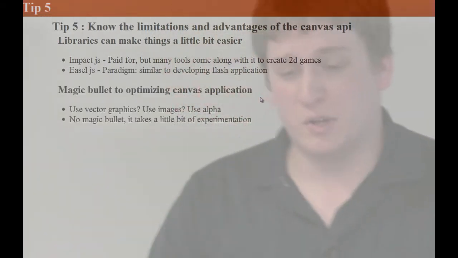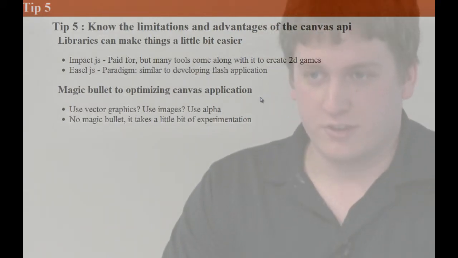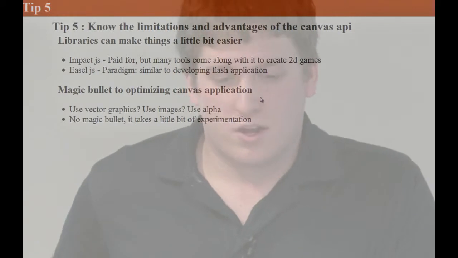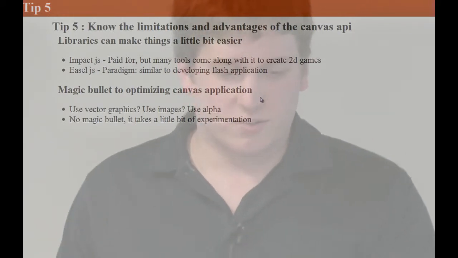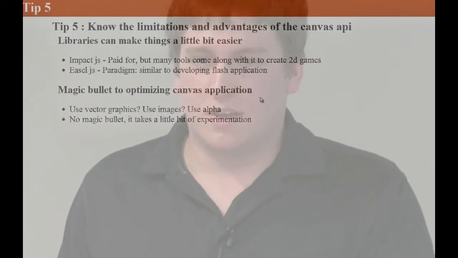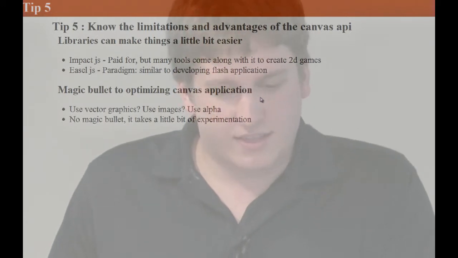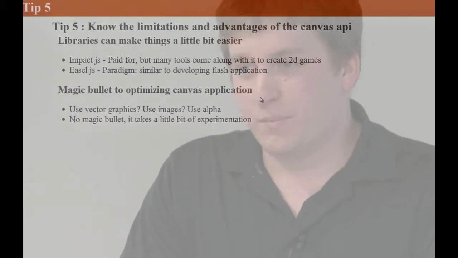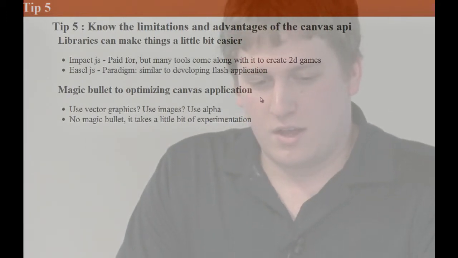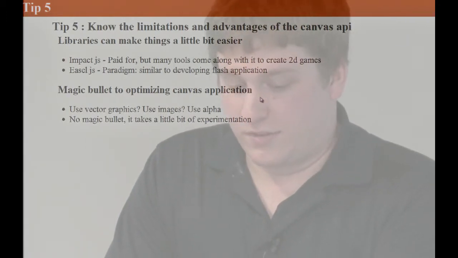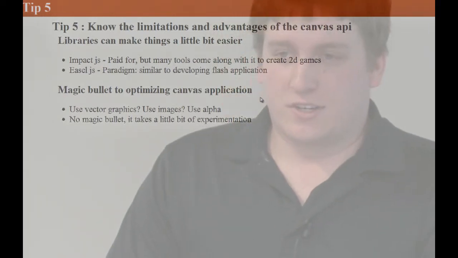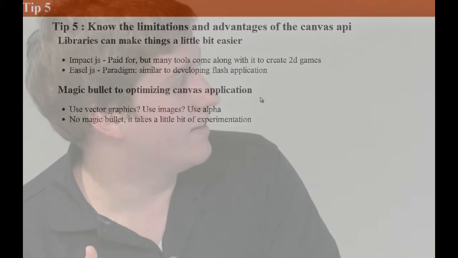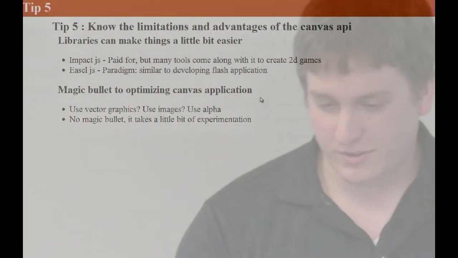So is there a magic bullet to actually optimizing your application? Is there a process that will just make everything really great for you in the future? Like, should you use vector graphics or images, or make sure to not use alpha? Unfortunately, if that was the case, I would have the patent on it already, and I probably wouldn't be here. So you have to do a little bit of experimentation. And actually, I kind of like this experiment, because every time I run it on a different browser, I get a lot of different results.